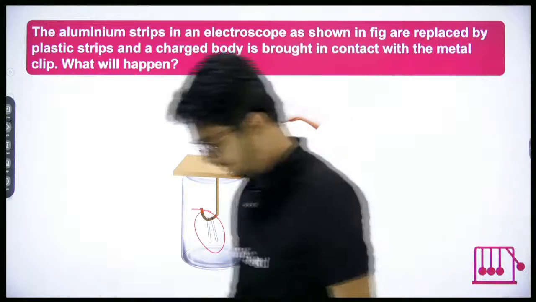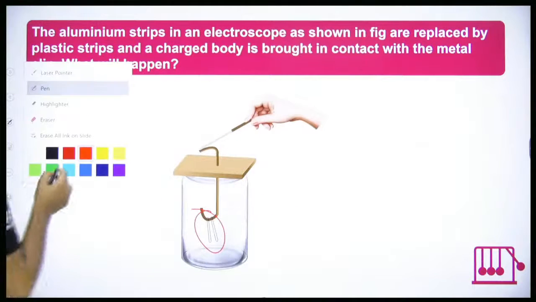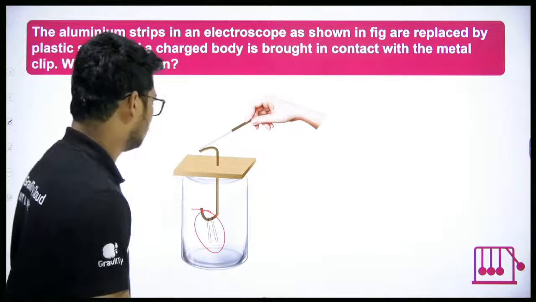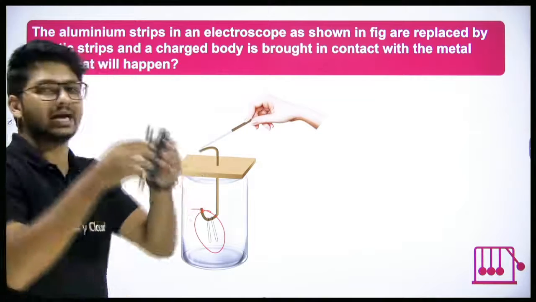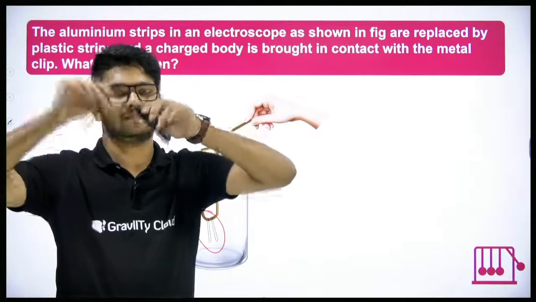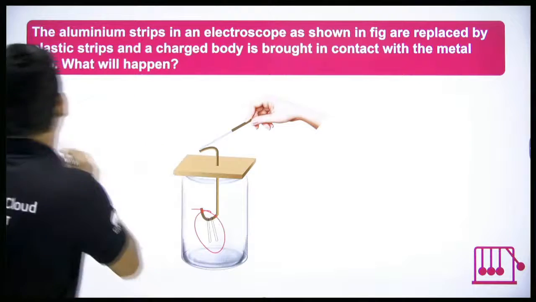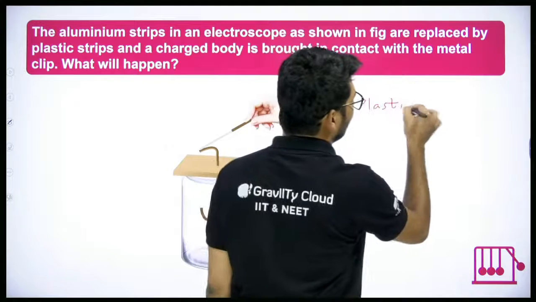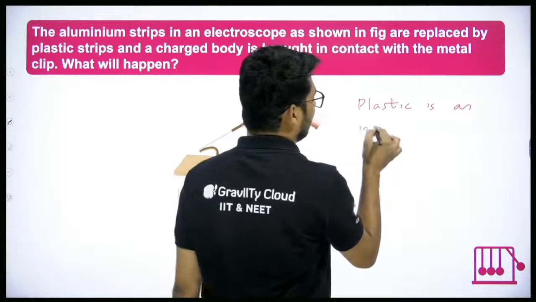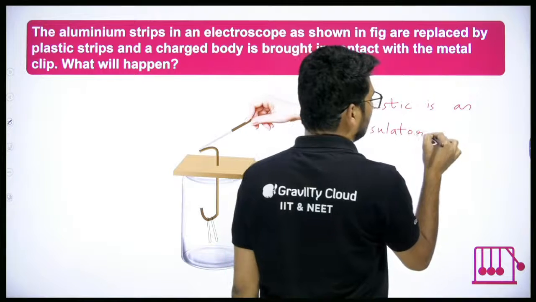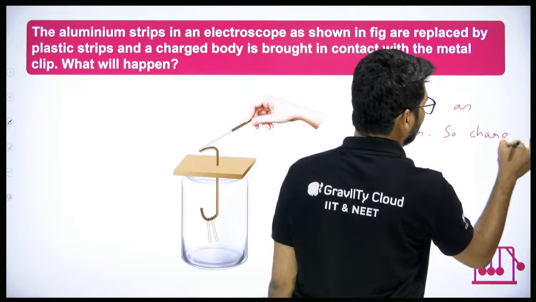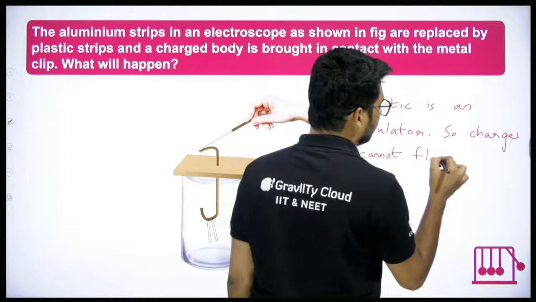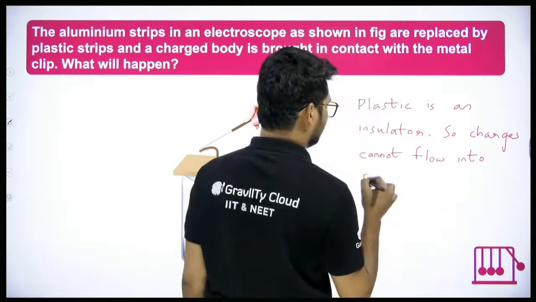The time is up. So what happens? Nothing happens. What does nothing mean, sir? See, normally what happens in an electroscope, if a charged body is brought in contact, the strips will repel each other. Yes, but that will not happen in the case of plastic. Why? Because plastic is an insulator. Plastic is an insulator, so charges cannot flow into them. Cannot flow into plastic strips.